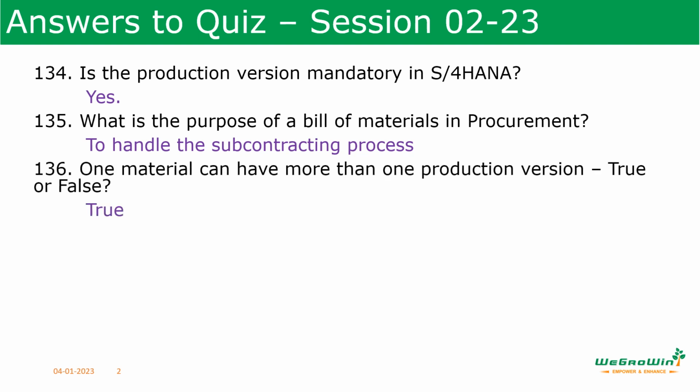One material can have more than one production version, true or false? It is true, right? Because one material may have different bills of material or may have different routing. So we need to have different production versions.